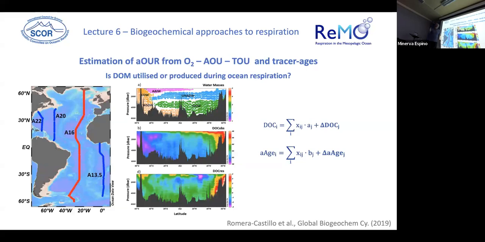And what we did is just what we show you. So you can publish papers doing this simple approach. No problem. And this is a recent one, 2019. We do the correlation with the water mass analysis to obtain the delta DOC, and the same for the age.